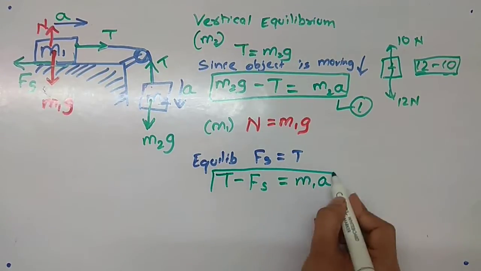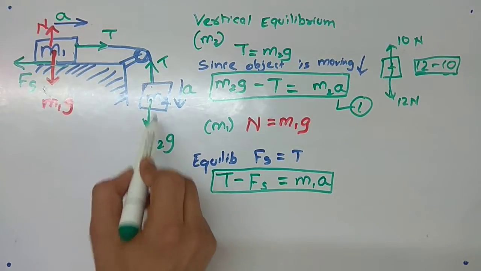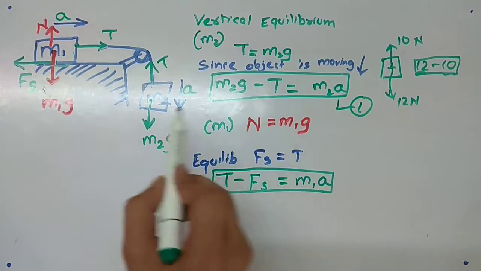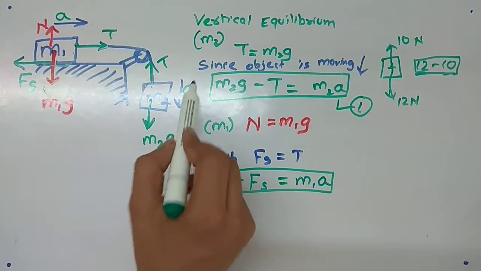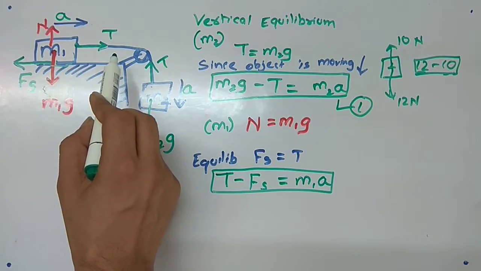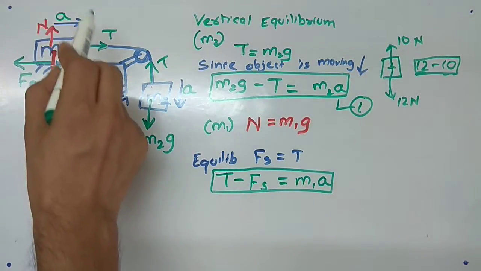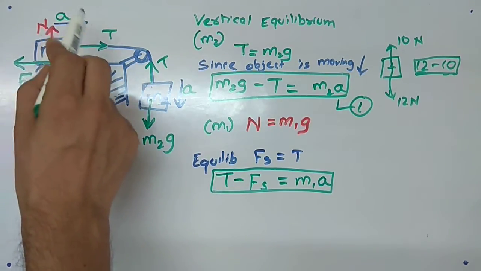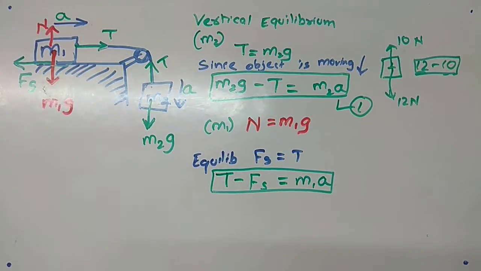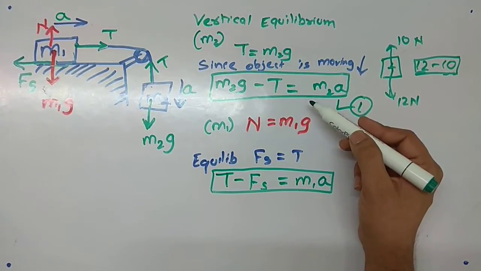I will again repeat this. For the first object, if the object is moving downward, the downward force should be greater, therefore we wrote m2g minus T is equal to m2 into a. Now this object is moving forward, so the forward force should be greater, therefore T minus Fs equal to the force on the object, that is mass into acceleration, m1 into a. If you solve these two equations simultaneously, you can get the values.